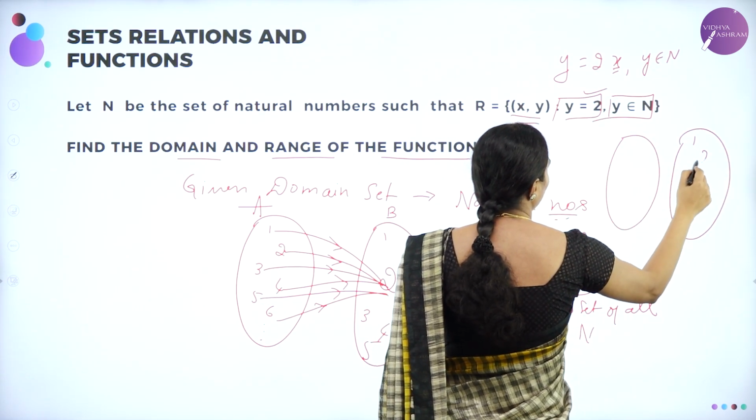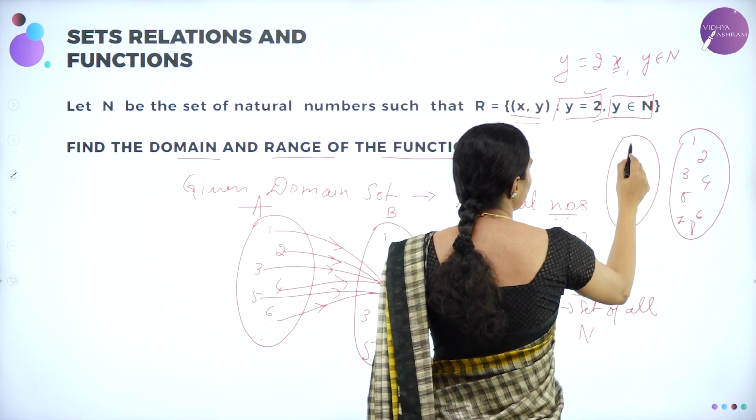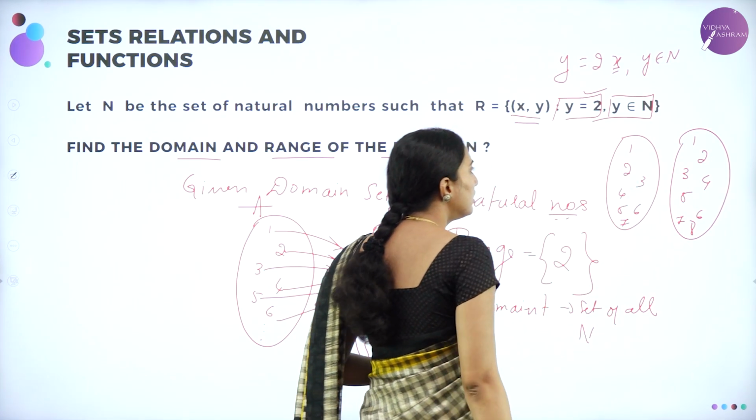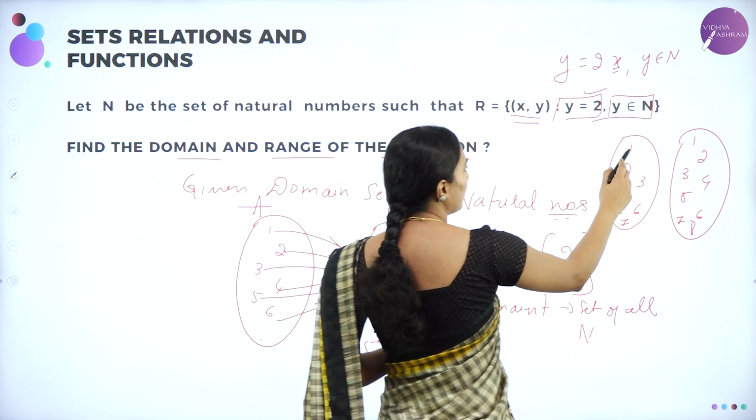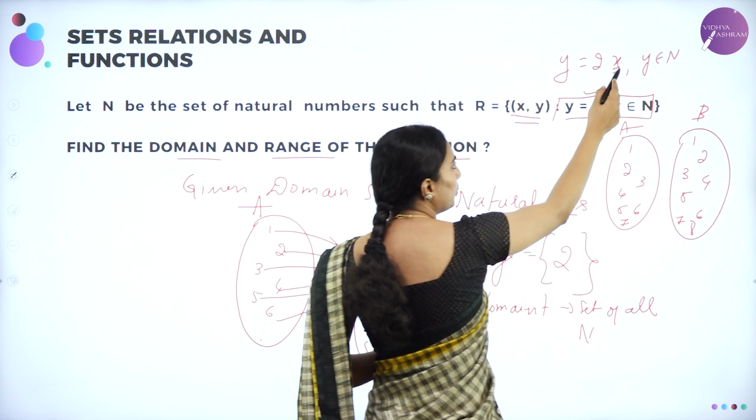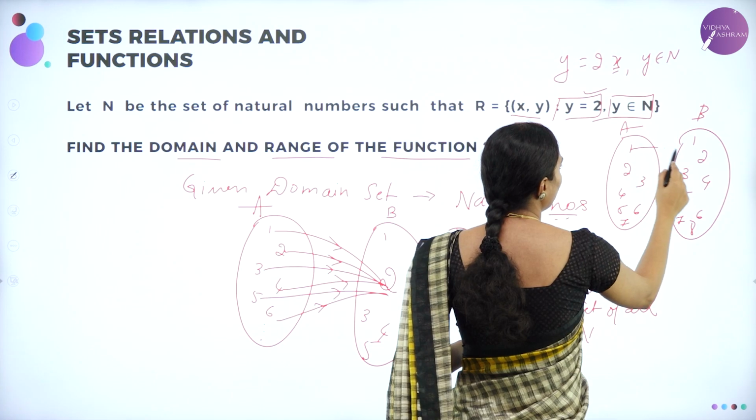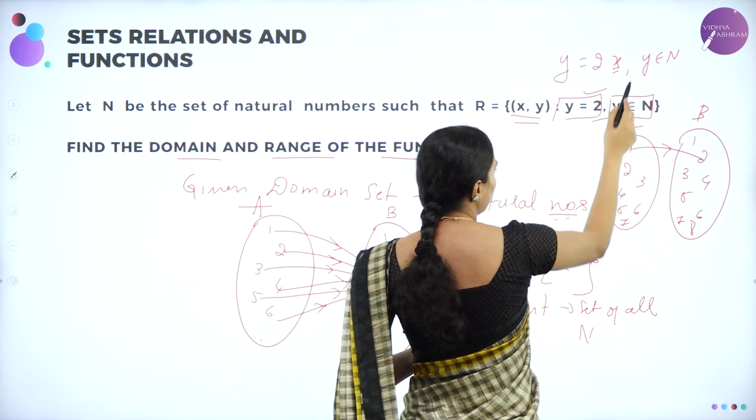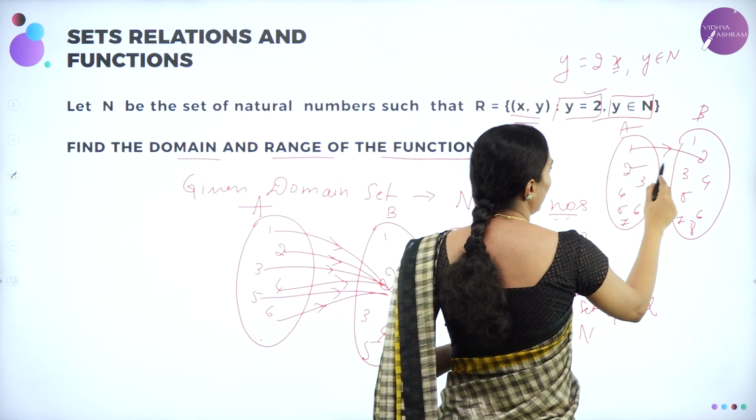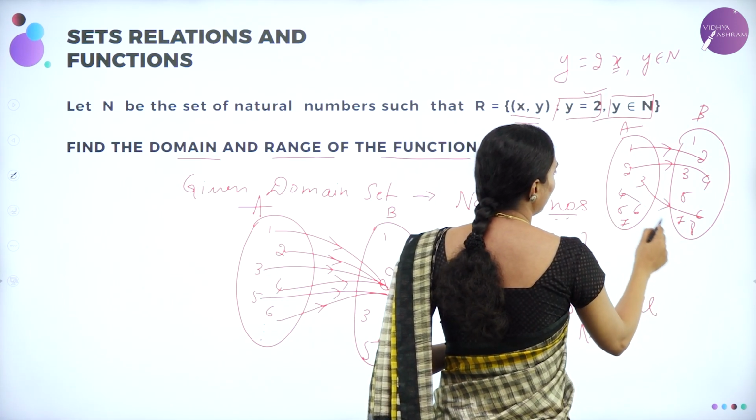So here 1, 2, 3, 4, 5, 6, 7, 8. Here also 1, 2, 3, 4, 5, 6, 7, 8, like that. So if you have x equal to 1, this is set A, this is set B. x is equal to 1, y is equal to 2 into 1. What is 2 into 1, dears? 2 only. Therefore, at x equal to 1, y is 2. Similarly, at x equal to 2, what are you going to have? y, 2 into 2 is 4. At x equal to 3, y is 6. At x equal to 4, y is 8.